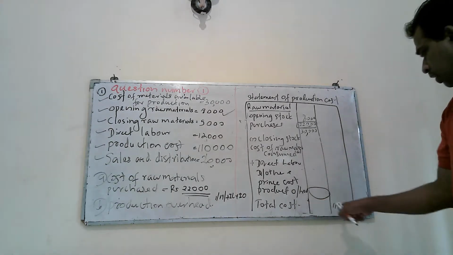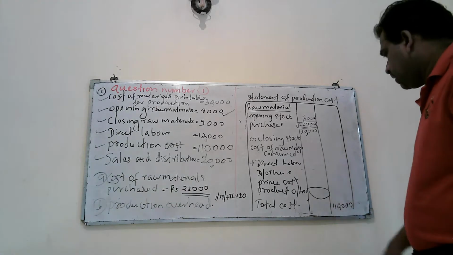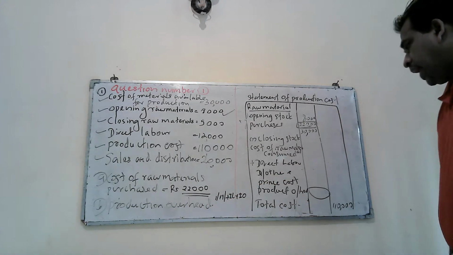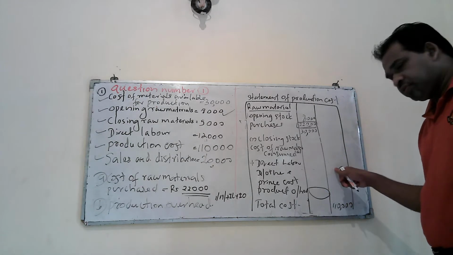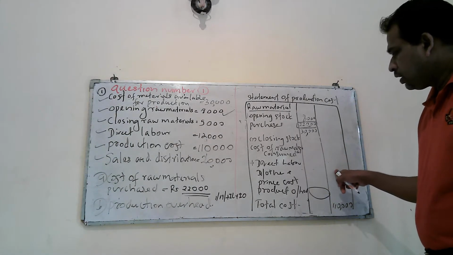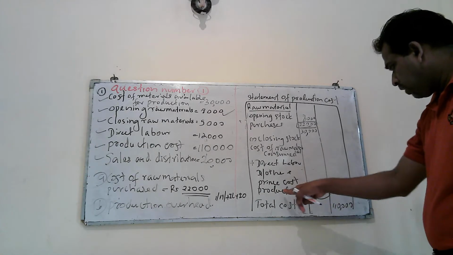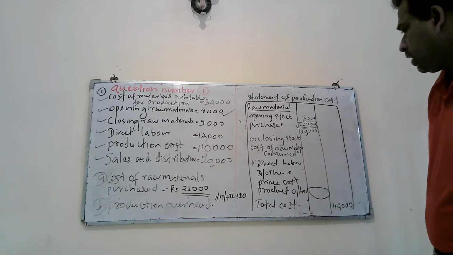Total cost you are given as 110,000. Then you have to find out the production overhead value. That means you should know the direct cost or prime cost. You deduct prime cost from the total cost, then you can find the answer for production overhead.